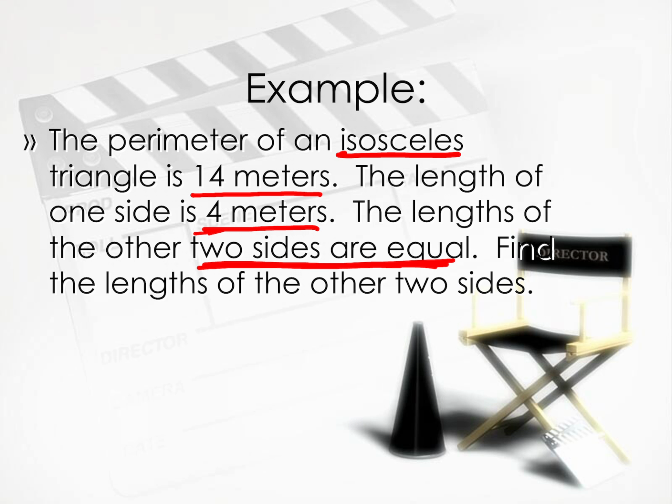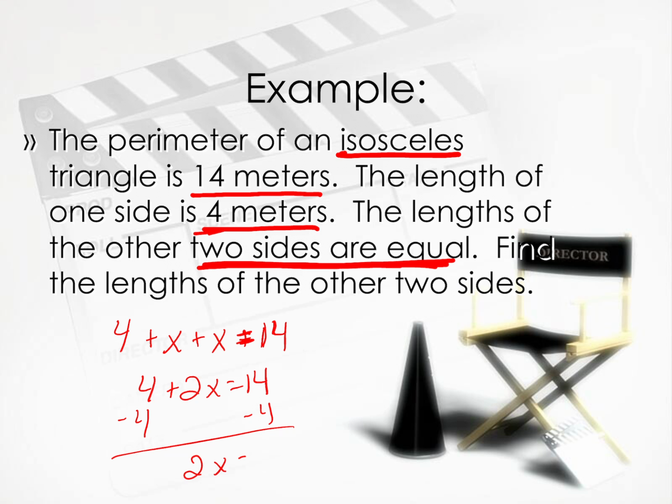So we know one side is 4. We know the other two sides are the same, so we'll just say they're x, and it has to equal our perimeter of 14. So this would be 4 plus 2x equals 14. Subtract the 4. 2x equals 10. So our x would equal 5. If we were to label this, we would do 5 meters. You could also just say 5m. Either one will be correct when you type them in.